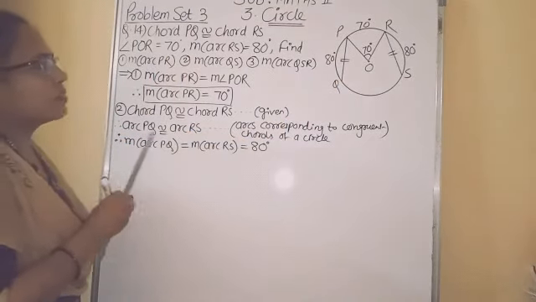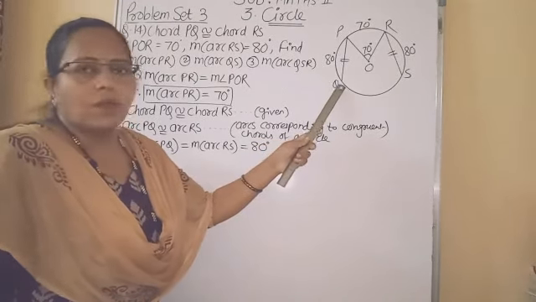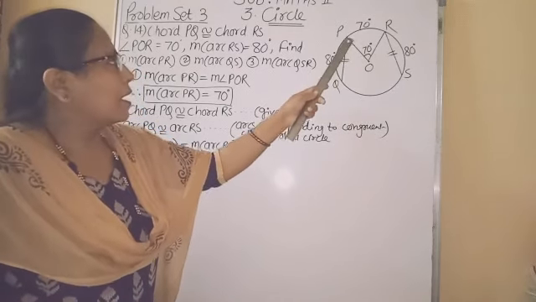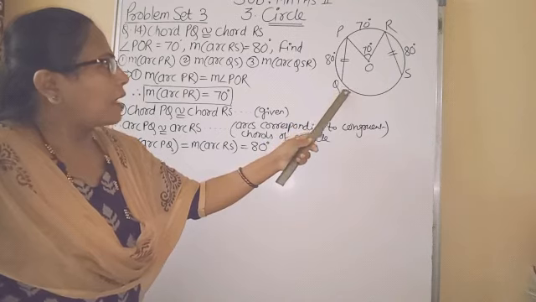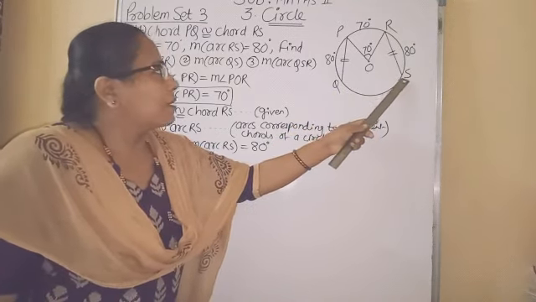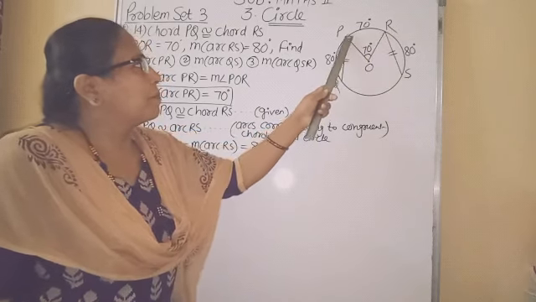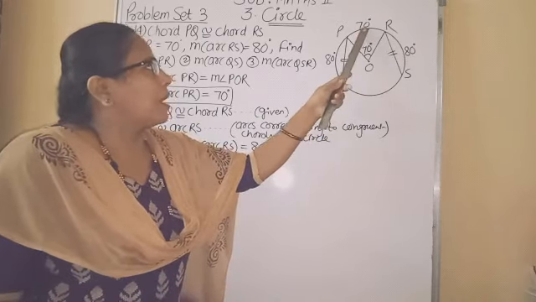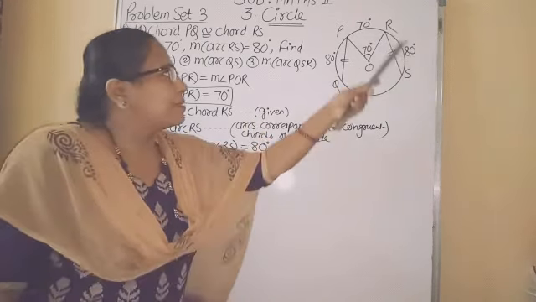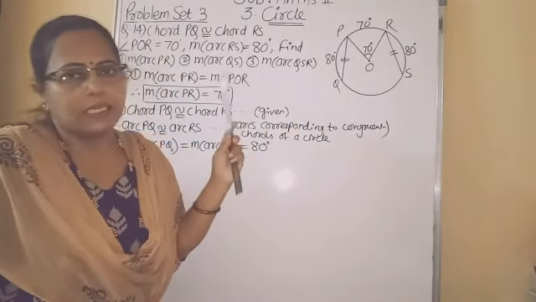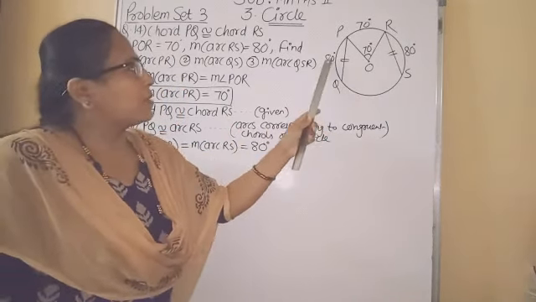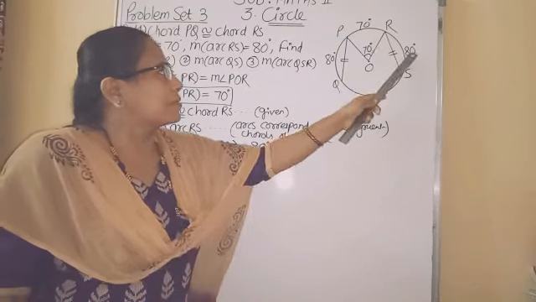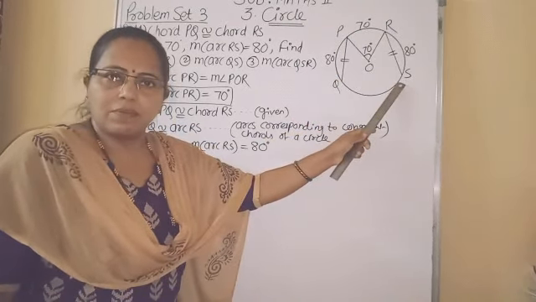Now student, if you observe the figure, you come to know that this circle is divided into 4 arcs: arc PQ, arc QS, arc SR and arc PR. The sum of the measures of these 4 arcs is one complete circle, which is equal to 360 degrees. Out of these 4 arcs, we have the measure of 3 arcs, so the fourth one we can find out. Follow?